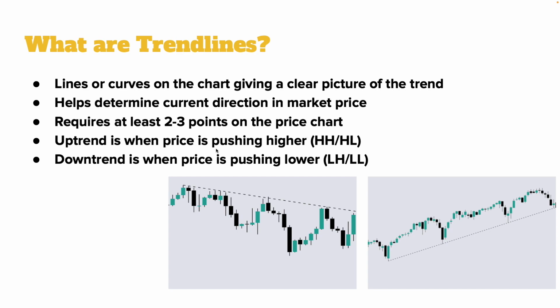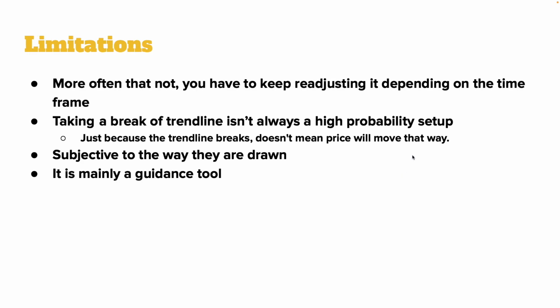So an uptrend is when price is pushing higher and it's created by higher highs and higher lows. So when you're creating a trend line for an uptrend, you have to look for your higher lows here. So we see our higher low, higher low, higher low, and we have at least 3 higher lows here, which allows us to create this uptrend line. And so a downtrend is when price is pushing lower and created by lower highs and lower lows. So when price is creating these lower highs, so we have 4 lower highs here that allowed us to create this downtrend. So that's how we create our trend lines.